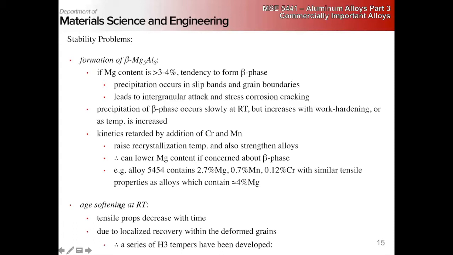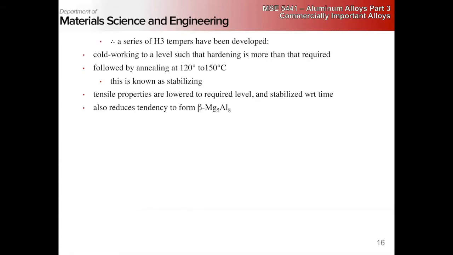These alloys, as I said before, will tend to age soften at room temperature. So our tensile properties decrease with time. This is due to localized recovery within the deformed grains, essentially room temperature static recovery. So we have the series of H3 tempers that have been developed, which give us a short burst of elevated temperature to exhaust all these recovery mechanisms so that we have stable properties at room temperature.